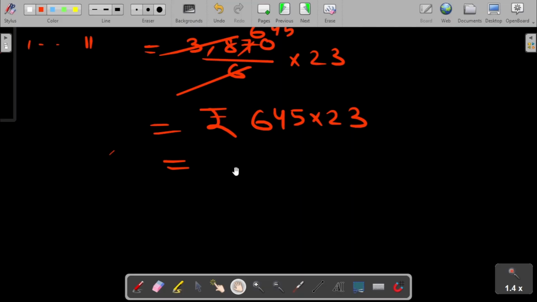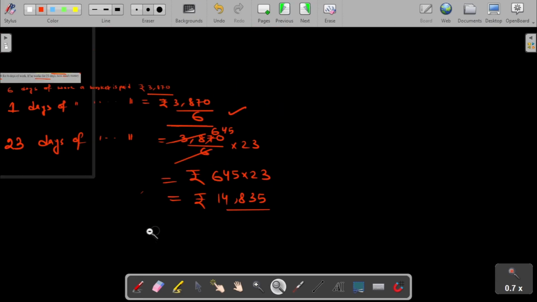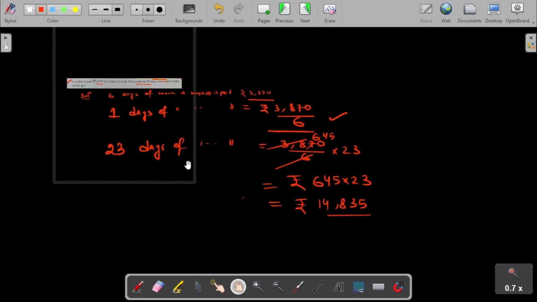645 multiplied with 23, and this equals rupees 14,835. So for 6 days of work, a worker is paid 3,870 rupees.